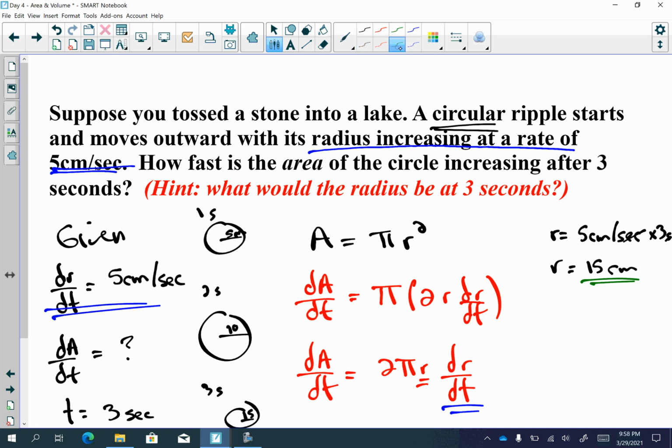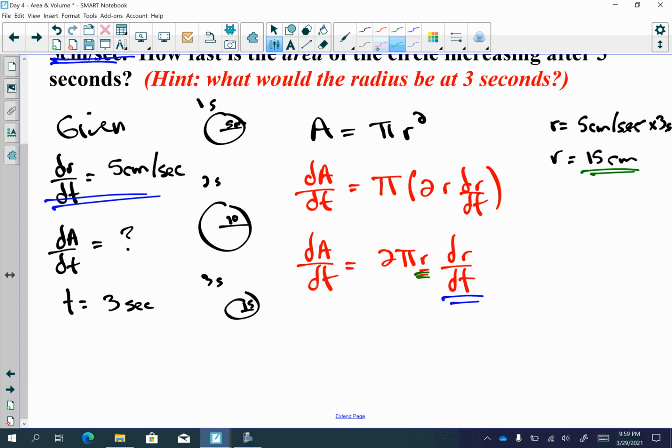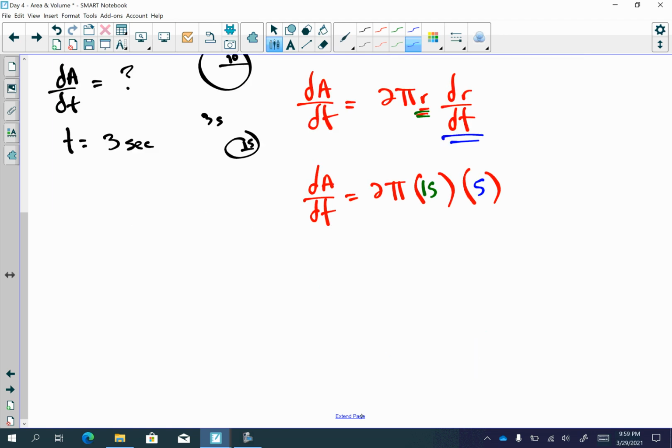All right, now I have this value here, and I can sub everything in and solve for dA over dt. And notice I wouldn't fill that 15 in here. Like I said, you can't, that number is changing. The radius is changing. So you can't fill those changing quantities in until you differentiate with respect to time. So at this point, now I can fill it in. That'll be 15, and that is a 5. So 15 for the radius, and 5 for the rate at which the radius is increasing.